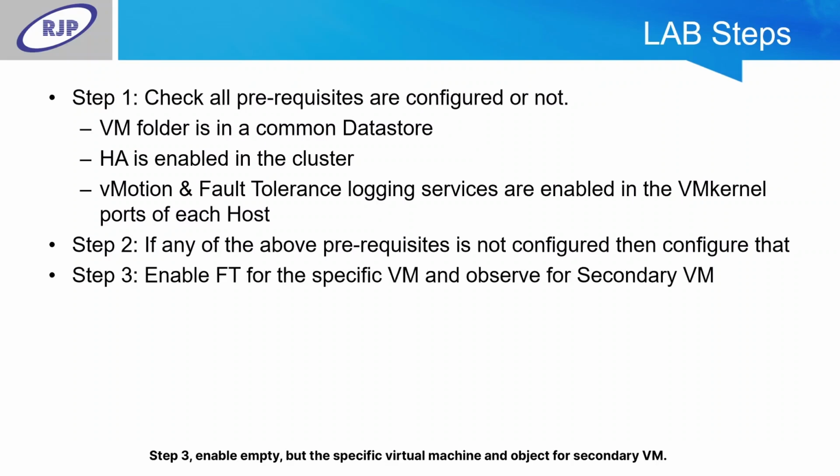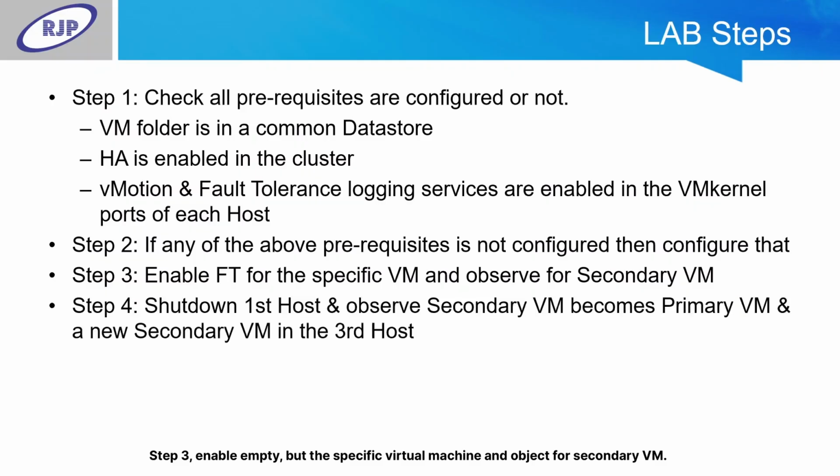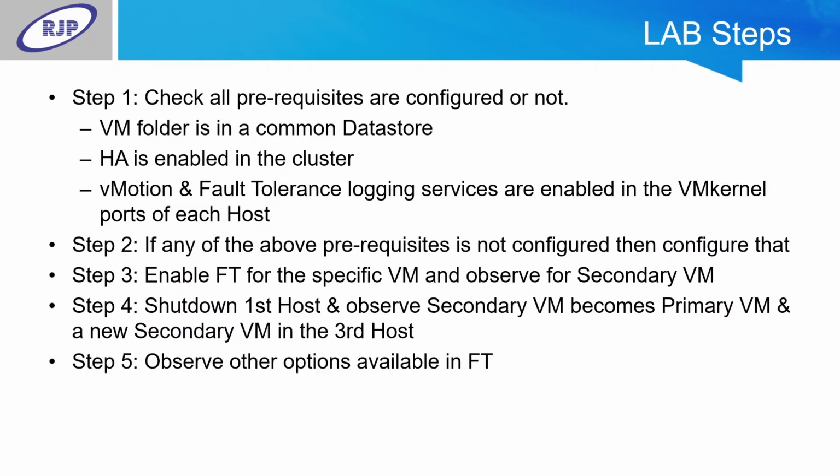Step 3, enable FT for the specific virtual machine and observe the secondary VM. Step 4, shut down the first host and observe that the secondary virtual machine becomes the primary VM and a new secondary VM is created in the third host. And finally, observe other options available in FT.